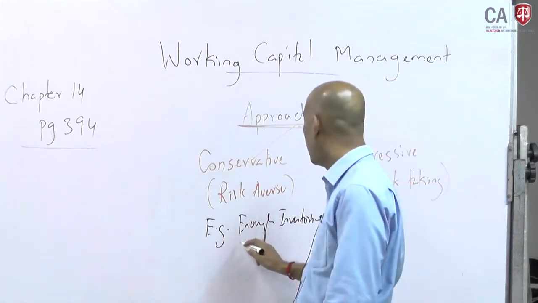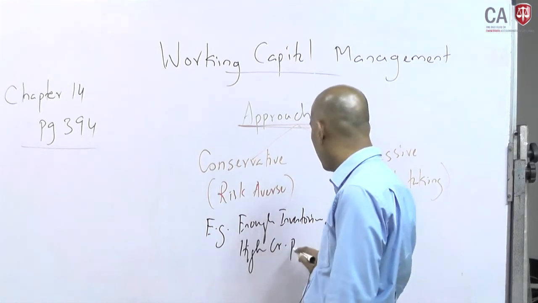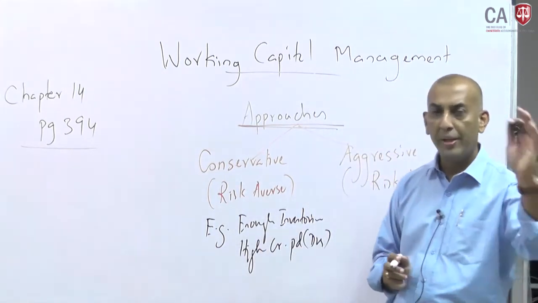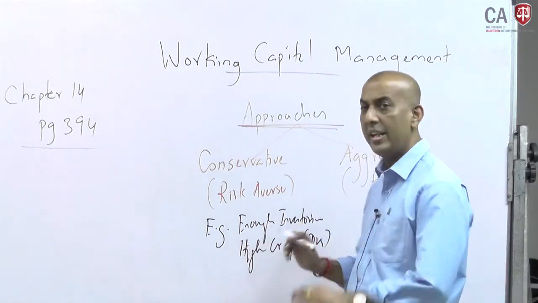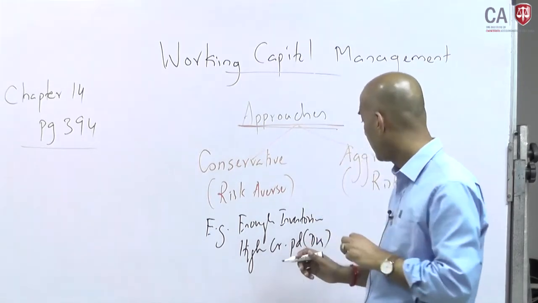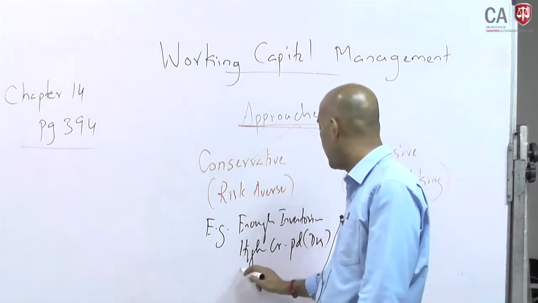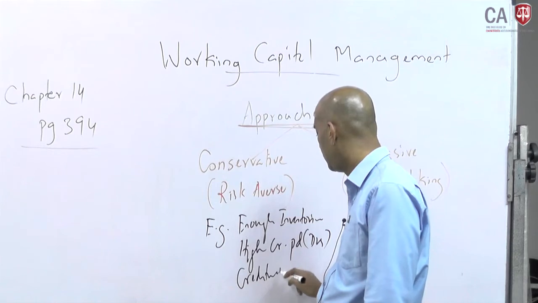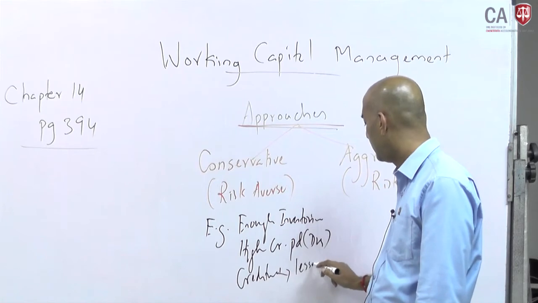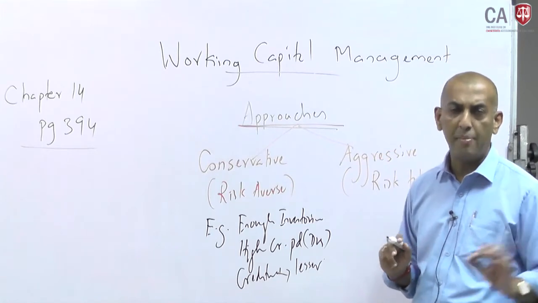Similarly, you will give a higher credit period to debtors. You will give 2 months credit or 3 months credit. You have given enough debt outstanding. Then you will see the creditors also, you will have lesser creditors, conservative. You will pay the creditors on time, don't delay the payments.